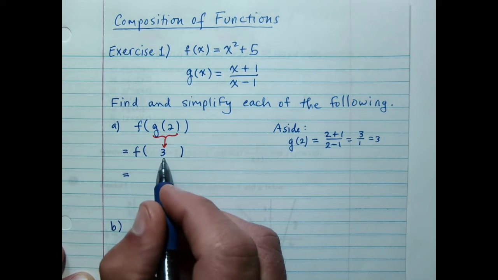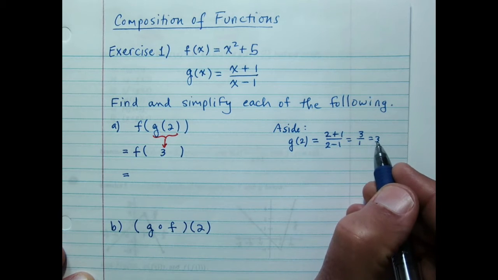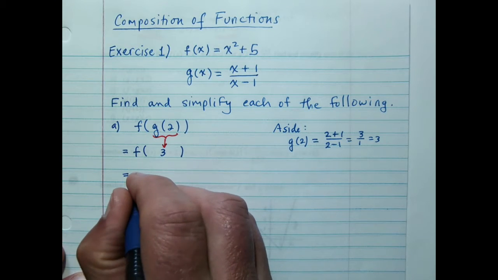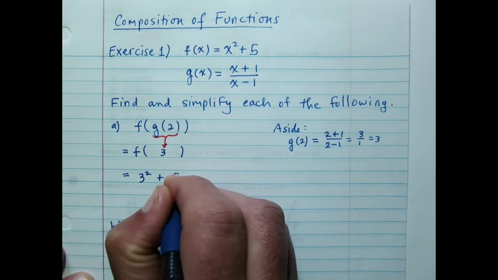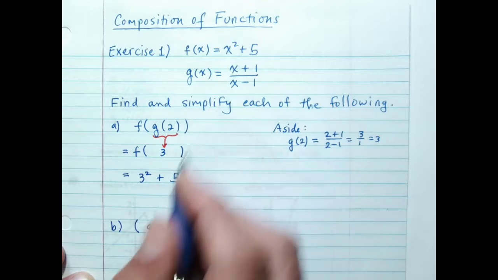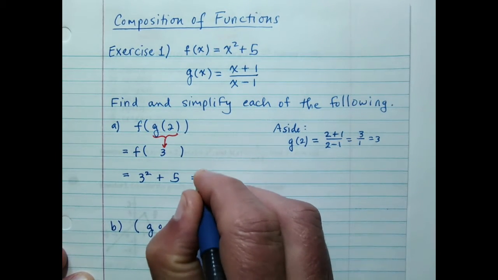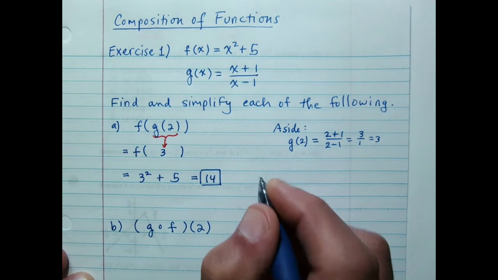Now it's true, this 3 is like a y value for g. It becomes an x value for f. 3 squared plus 5, right? I'm using the formula for f. That's 9 plus 5, or 14. So f of g of 2 is 14.